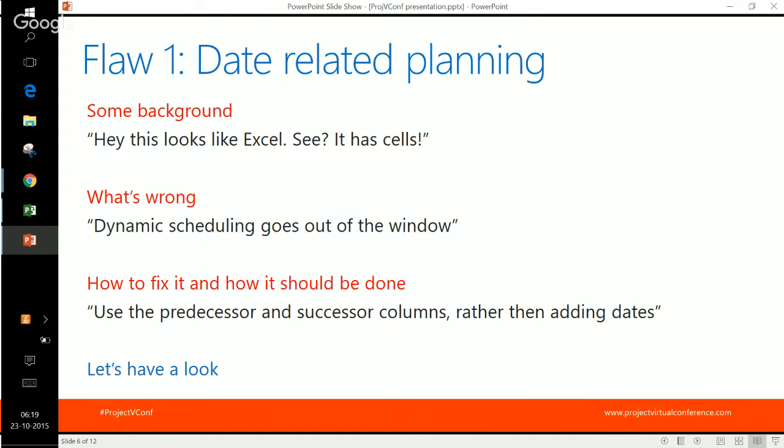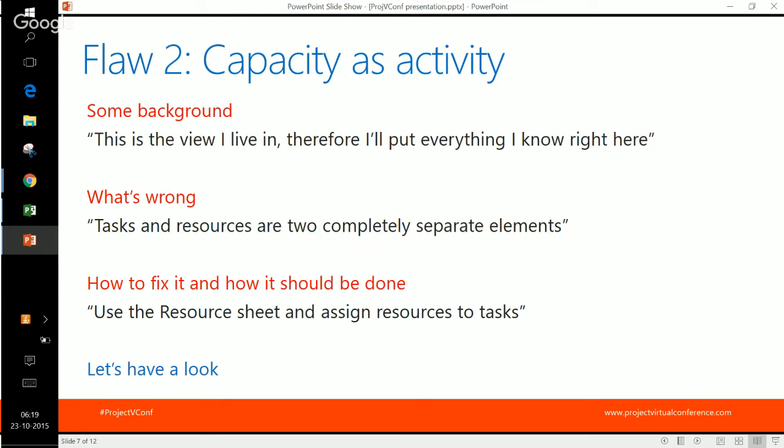Okay, flaw number 2 is capacity as activity. Now when you're looking at Microsoft Project, you get the Gantt chart view. This is the first view that you see, and if you're not familiar with any of the other views, you might want to have a closer look at that, because this isn't the only view for Microsoft Project. Microsoft Project has about 360 columns that are of interest, and these columns are shifted between task information, resource information, and assignment information.